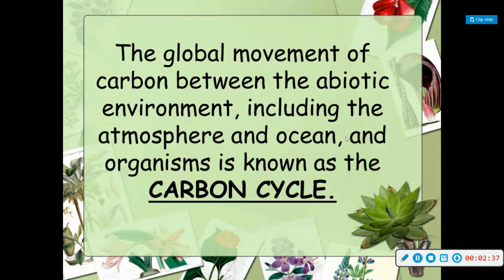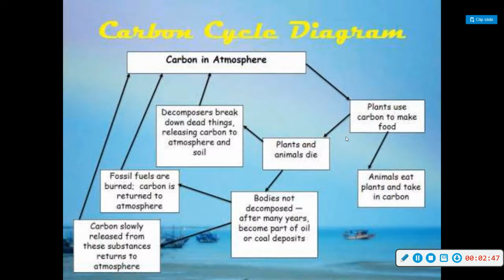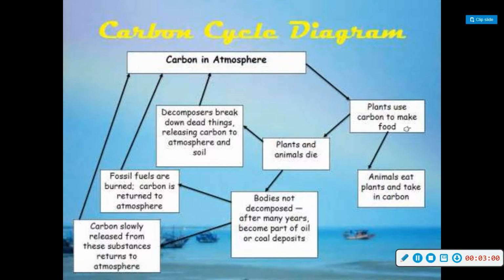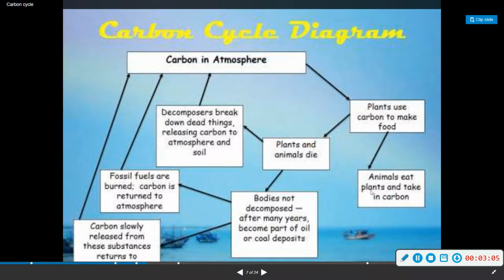So the carbon cycle is the global movement of carbon between the abiotic environment, including the atmosphere and ocean, and organisms. So you have carbon in the atmosphere. That's going to come down here to plants which use carbon to make food. They're going to take in CO2 and release oxygen and make glucose. So animals eat the plants and take in carbon.